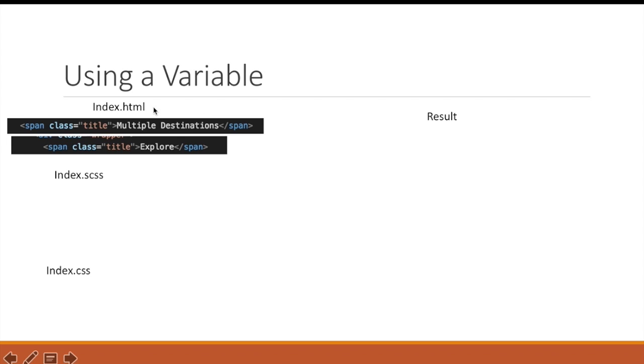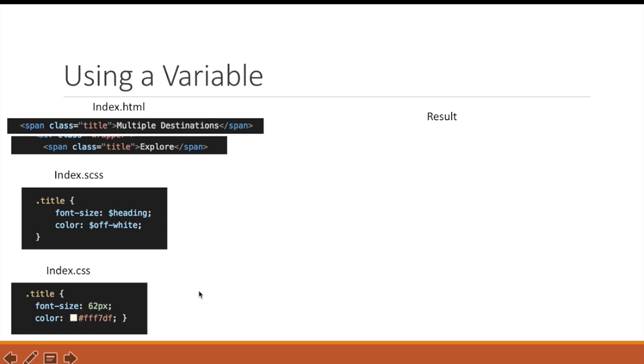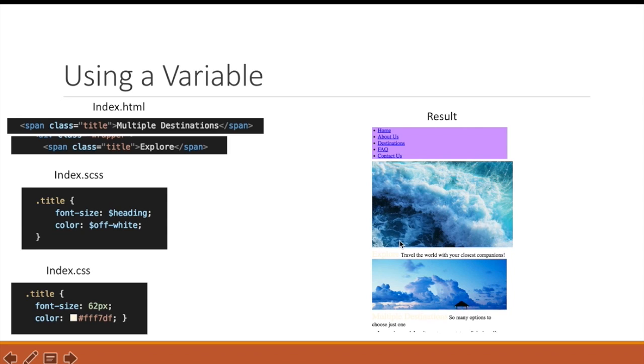So here is my second example about using a variable. As you can see in my index.html, I have this class title. I want to do something with it, so I select it in my .scss file, and I set the font size to the heading, which I want, and the color also to off-white. And when I save this, it translates into the CSS, which looks like this. And then you get the result of these off-white titles, which you can't really see because I chose off-white, and I don't really know why.